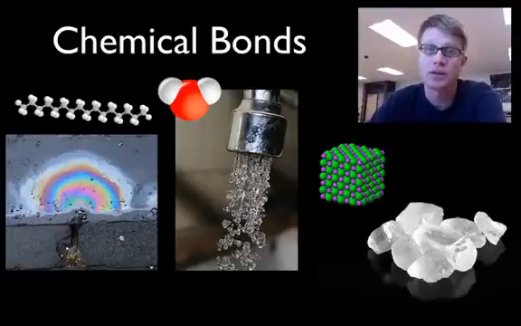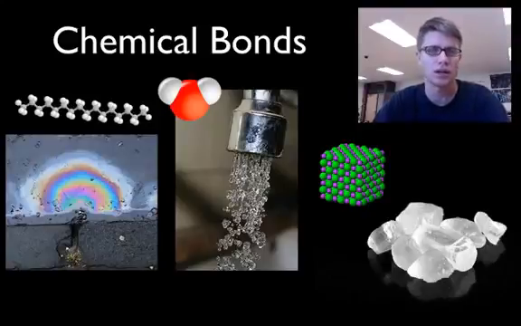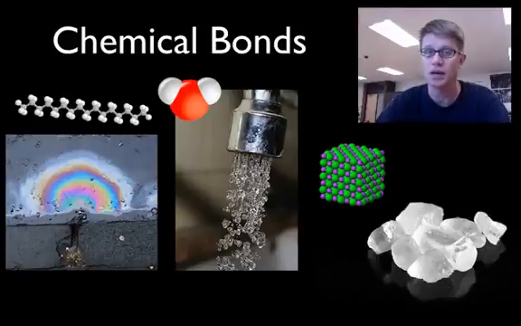Today I'm going to talk about chemical bonds. Chemical bonds are attractions between either atoms or molecules. A little bit later we'll talk about intermolecular bonds, the things that attach molecules together, but right now we're just talking about straight up chemical bonds, in other words attractions between atoms.